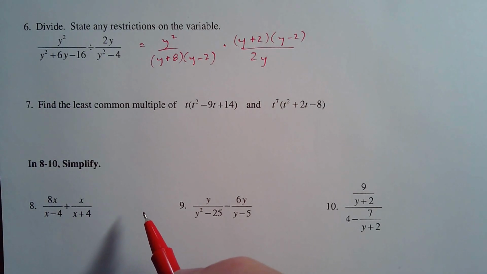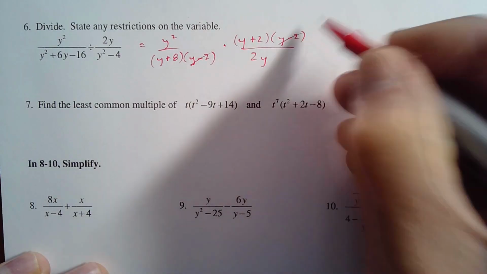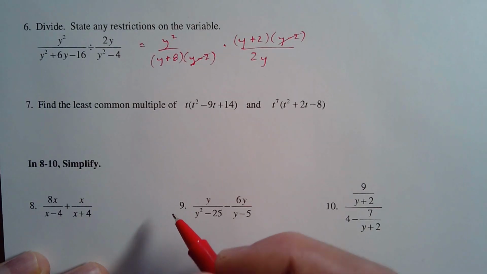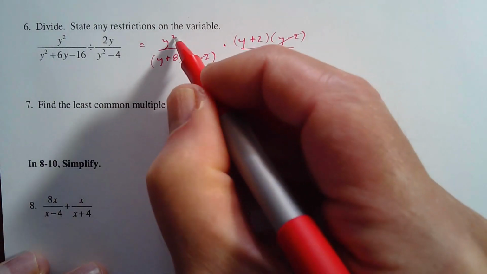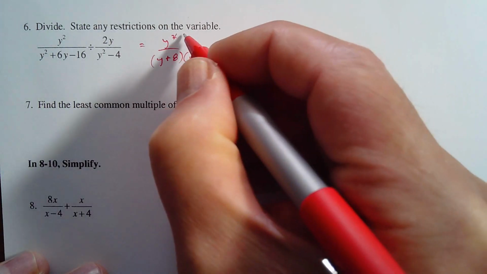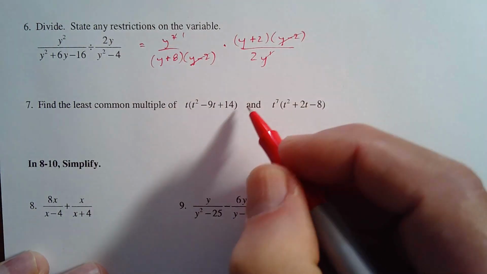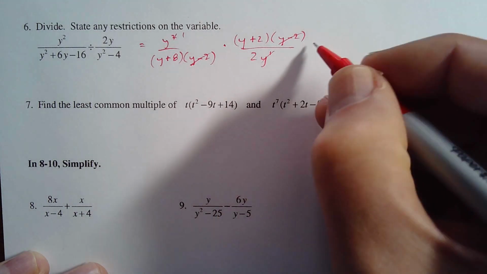Alright, and then we can look for some cancellations, hopefully. So it looks like our y minus 2's get crossed out, and then there's a y to the first downstairs and a y squared up. So I use my power rule, subtract 1 from 2, that gives me a 1 up there. The 2 stays downstairs. So that looks like all the cancellations I can do.